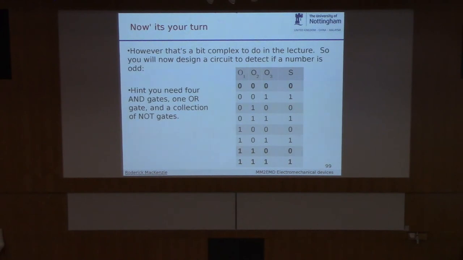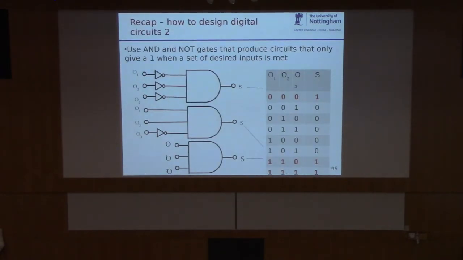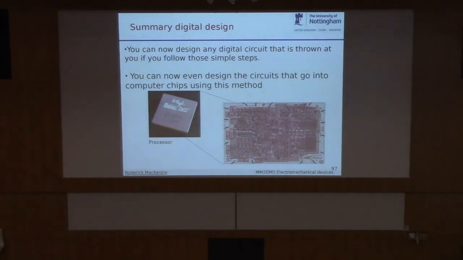How are we doing here? Let's see what you're doing. Not yet, okay. A little bit more time maybe. Yeah. So you want some NOT gates there. So I should be starting to see some AND gates with some NOT gates going into them. So I should start to see some gates that look a bit like this, but obviously optimized for your truth table.